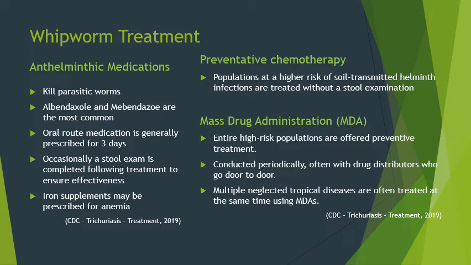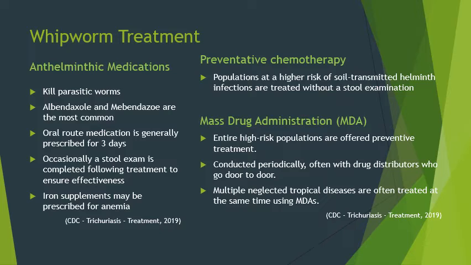Anthelmintic medications are drugs that are used to rid the body of parasitic worms. Oral medication is generally prescribed for 3 days. Occasionally, a stool exam is completed following the treatment to ensure effectiveness. Iron supplements may be prescribed for anemia.